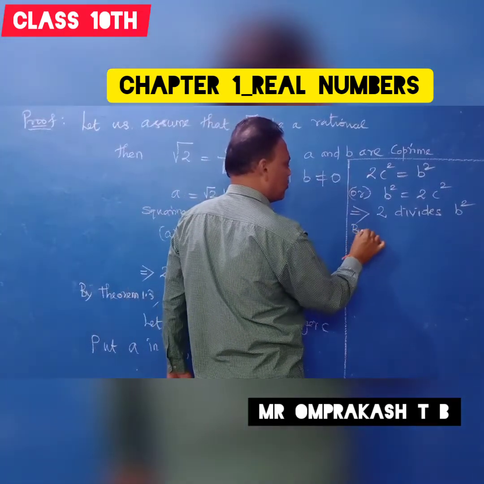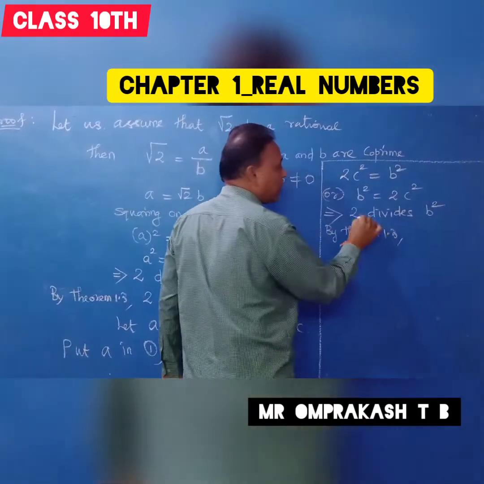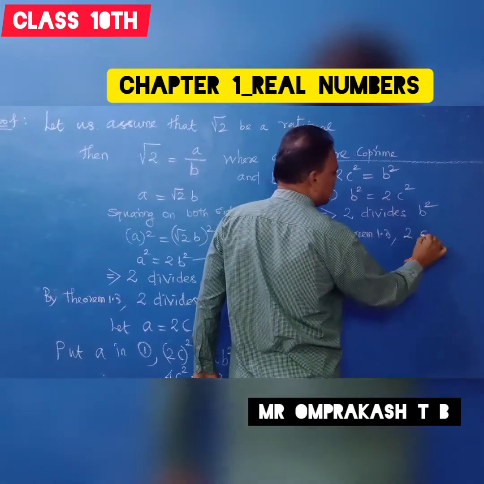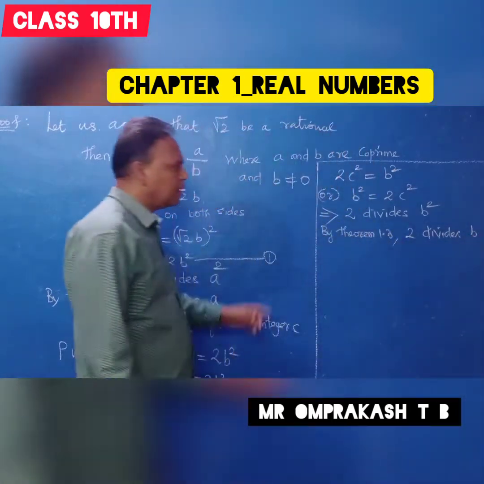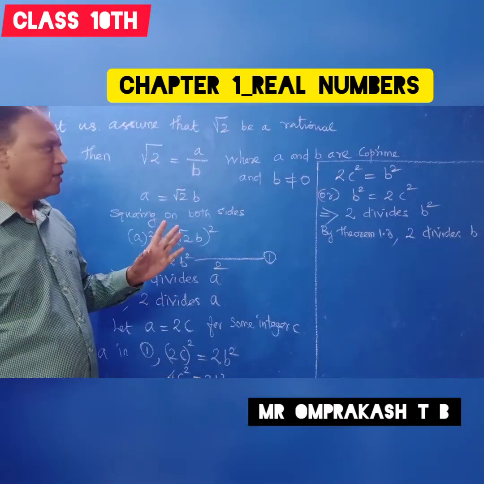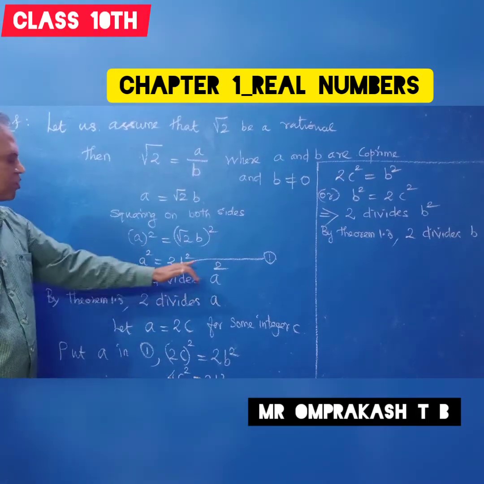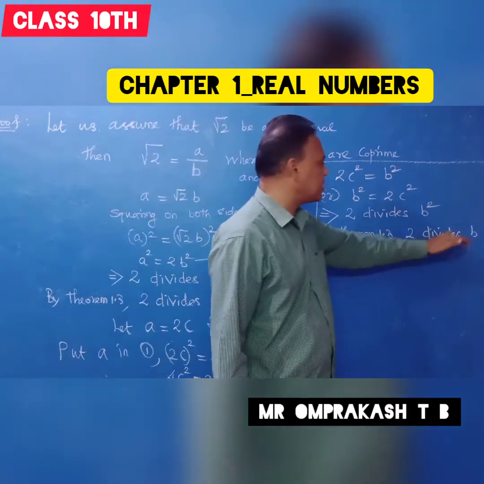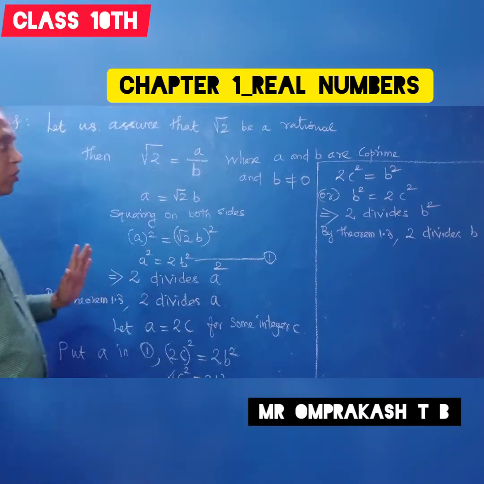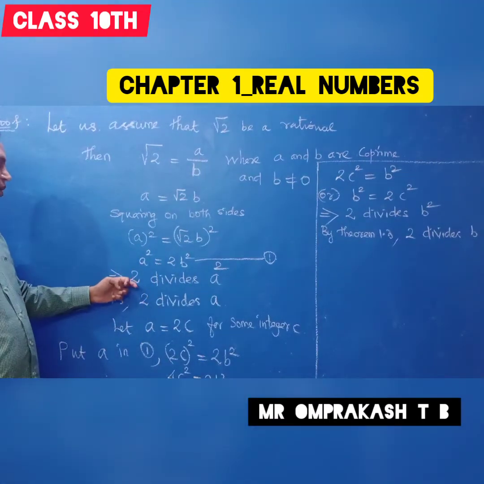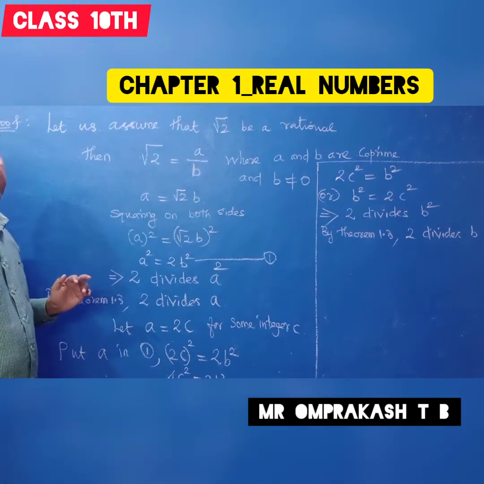So use the previous theorem. By theorem 1.3, 2 divides b also. Understand? So from this what will you understand? Here you see 2 divides a, that means 2 is a factor of a. Here you are getting 2 divides b, that means 2 is a factor of b. That means 2 is a factor of a and b.